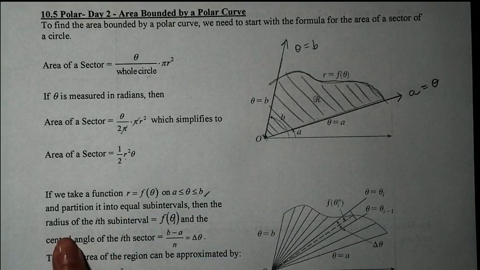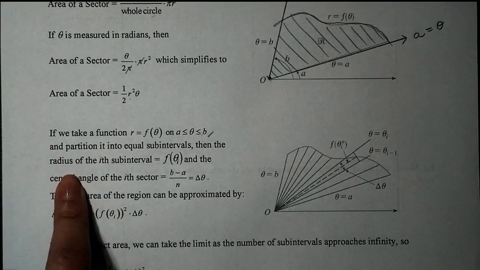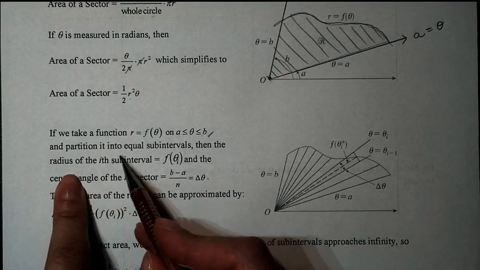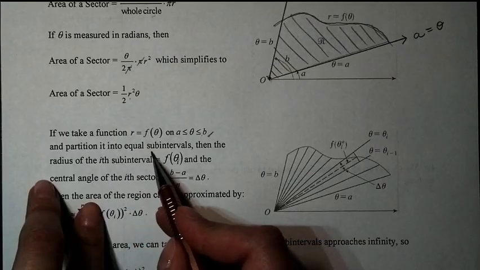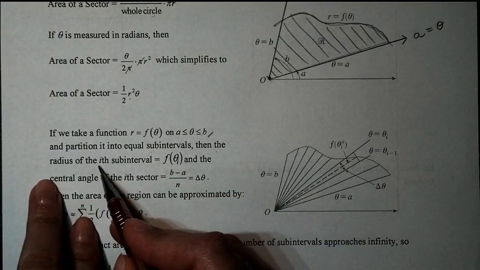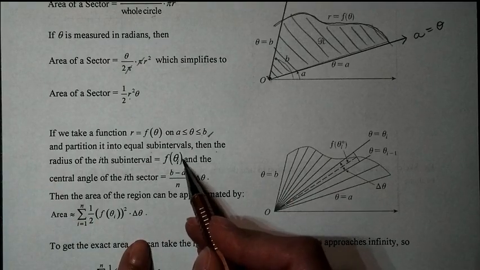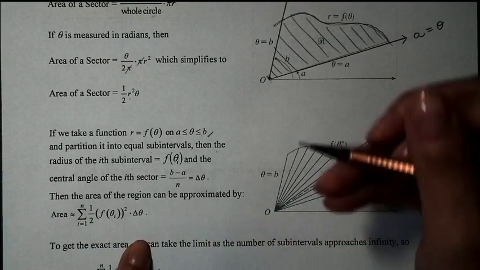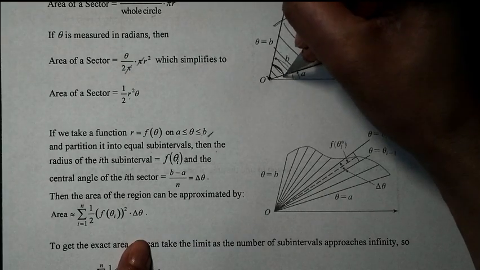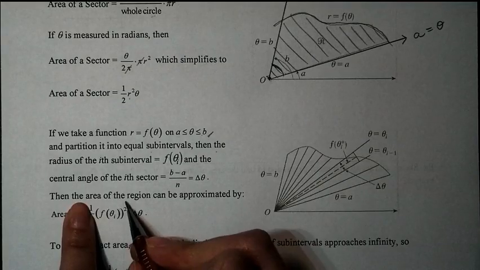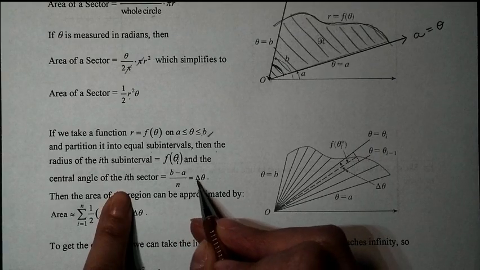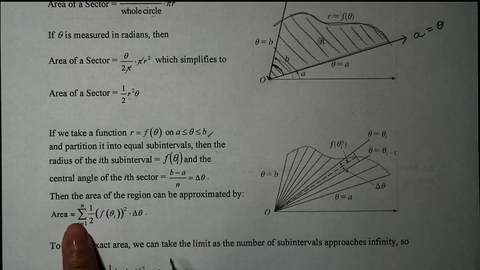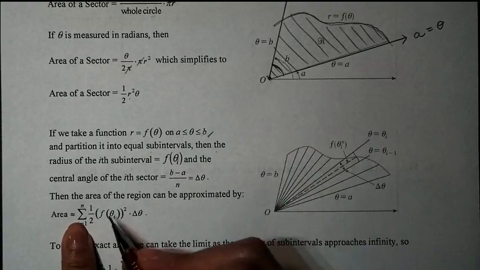Now, since we're in calculus and this should give you vibes of Riemann sums, we're going to partition this huge sector that you have over here into equal subintervals. Then the radius of the ith subinterval, let's call it f of theta sub i, and the central angle, which is this angle that we have from A to B, in case you forgot, of the ith sector is going to be b minus a divided by n, which is equal to delta theta. I know that it's a lot of notation, but let me explain what the meaning of this notation is so it's easier for you.